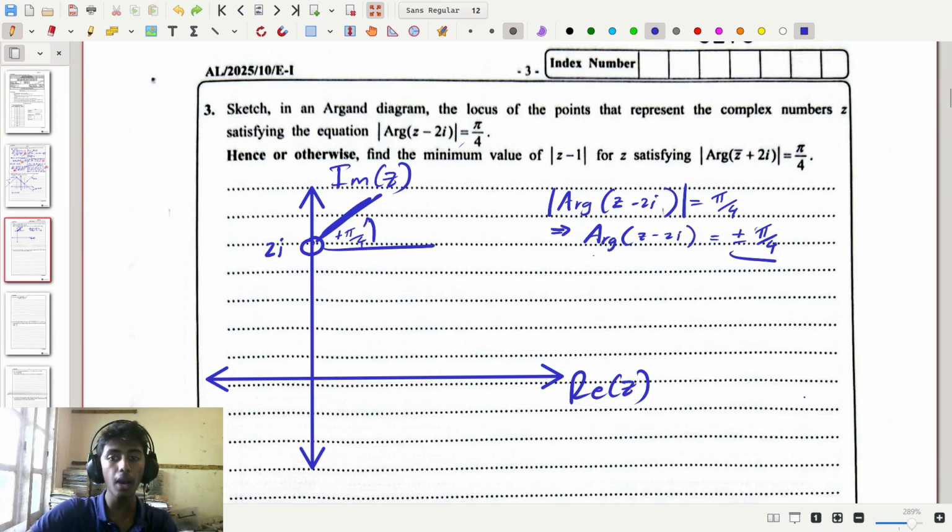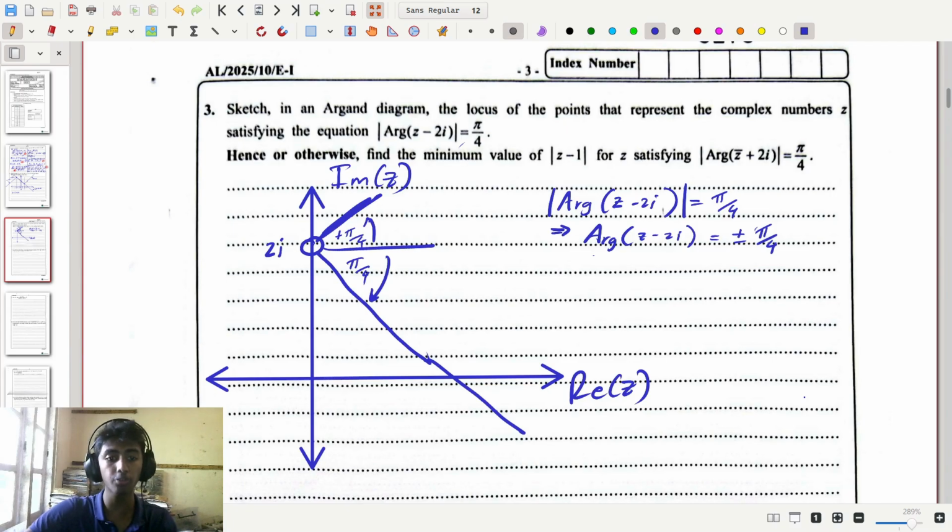There's also a minus π/4 case. In that case, the angle of the line has to be minus π/4, but once again, because of this translation of minus 2i, this is once again going to be translated to the origin from 2i, and then we take the arg to be equal to minus π/4, meaning that if you untranslate it, the original line would have been passing through plus 2i and going downward with an angle of π/4.